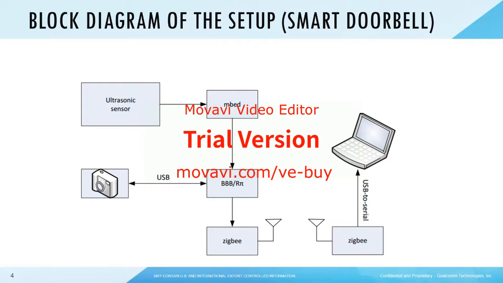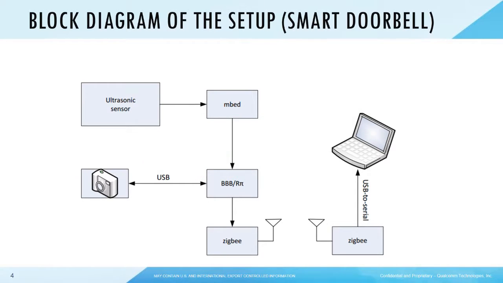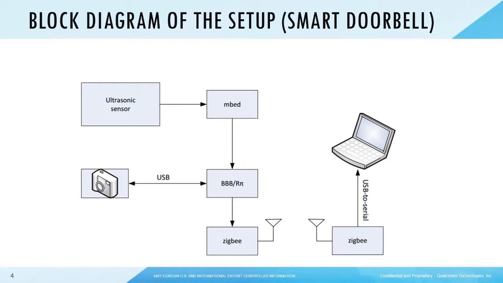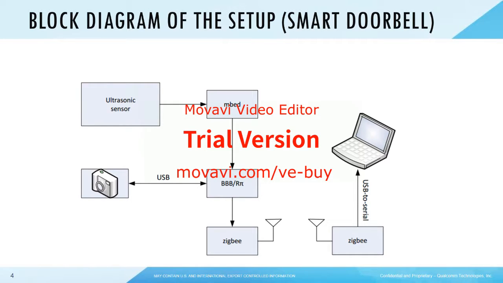This is the block diagram of our setup for the smart doorbell. We have an ultrasonic sensor which acts as a radar and monitors for a proximity event, essentially somebody coming close to a camera. When the proximity event is observed, the radar sends a signal over a serial port to the mbed, and the mbed then conveys the information from the radar, essentially range and azimuth, although we don't use the numbers per se, but we just look for the presence of that flag.